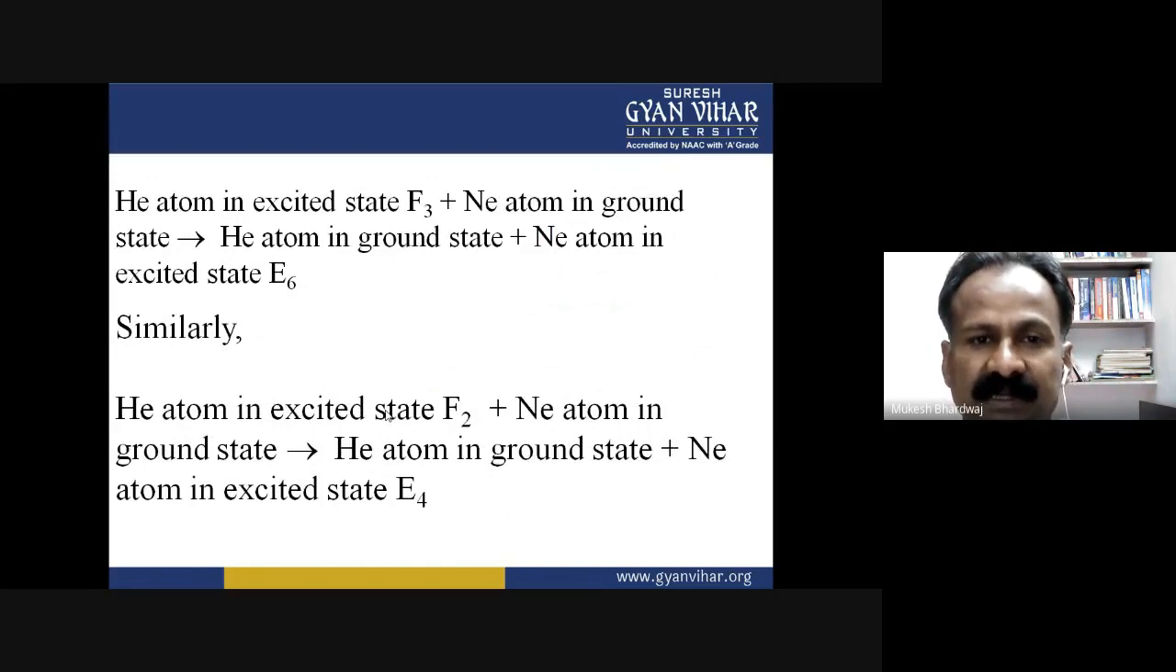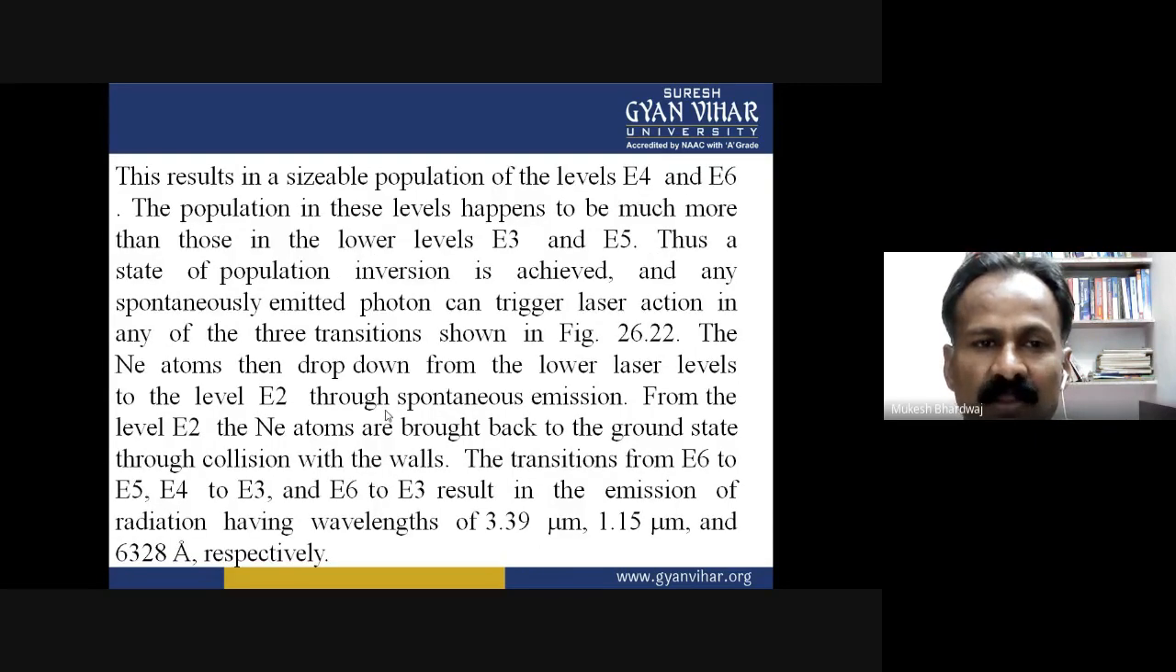Helium atom in excited state F3 plus neon atom in ground state gives helium atom in ground state plus neon atom in excited state E6. Similarly, helium atom in excited state F2 plus neon atom in ground state gives helium atom in ground state plus neon atom in excited state E4. This results in a sizable population of the levels E4 and E6.